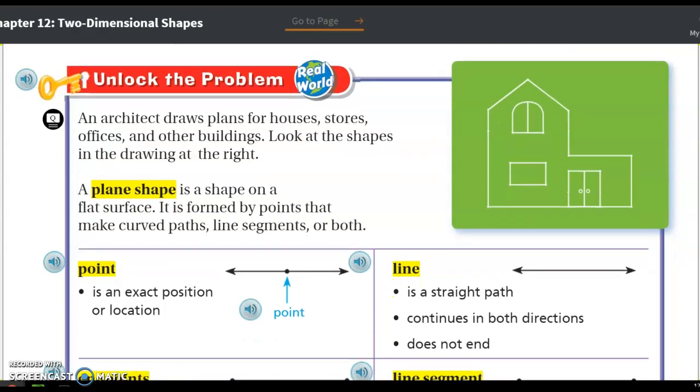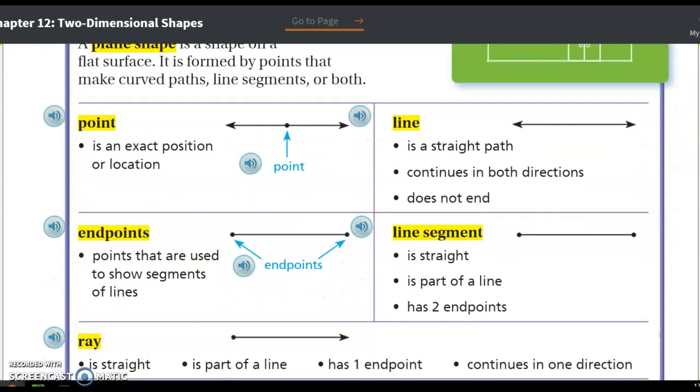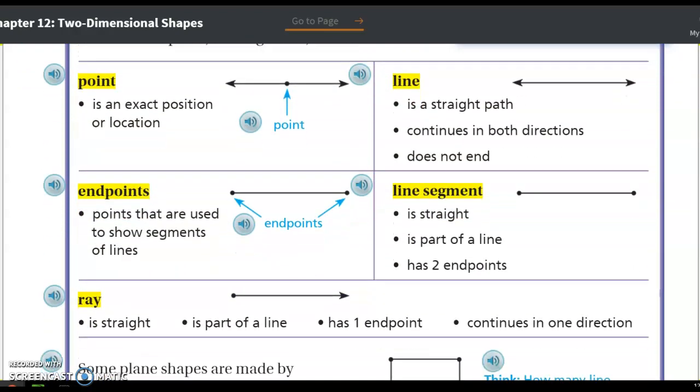First vocabulary word is a plane shape. It is a shape on a flat surface. It is formed by points that make curved paths, like line segments, or both. So here, everything that is highlighted here is a vocabulary word that you need to know. I'll give you a moment to go ahead and read through those. So go ahead and pause it, read each one, and then when you've gotten done reading all of them and all the bullets underneath it, hit play, and then we'll kind of go over them.